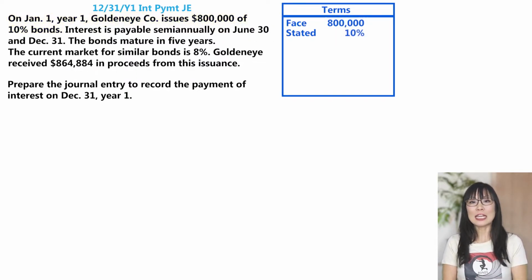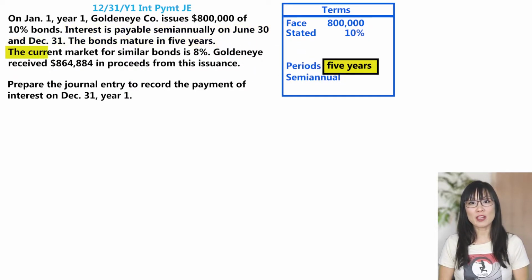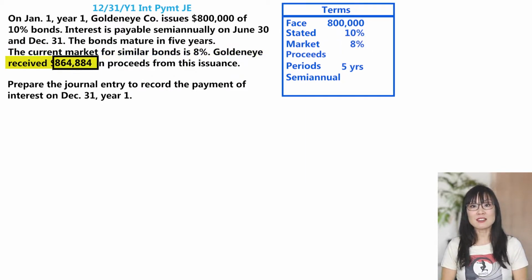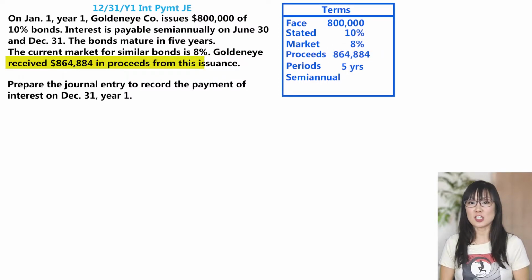Back to the prompt. Interest is payable semi-annually on June 30th and December 31st. The bonds mature in 5 years. The current market for similar bonds is 8%. GoldenEye received $864,884 in proceeds from this issuance.